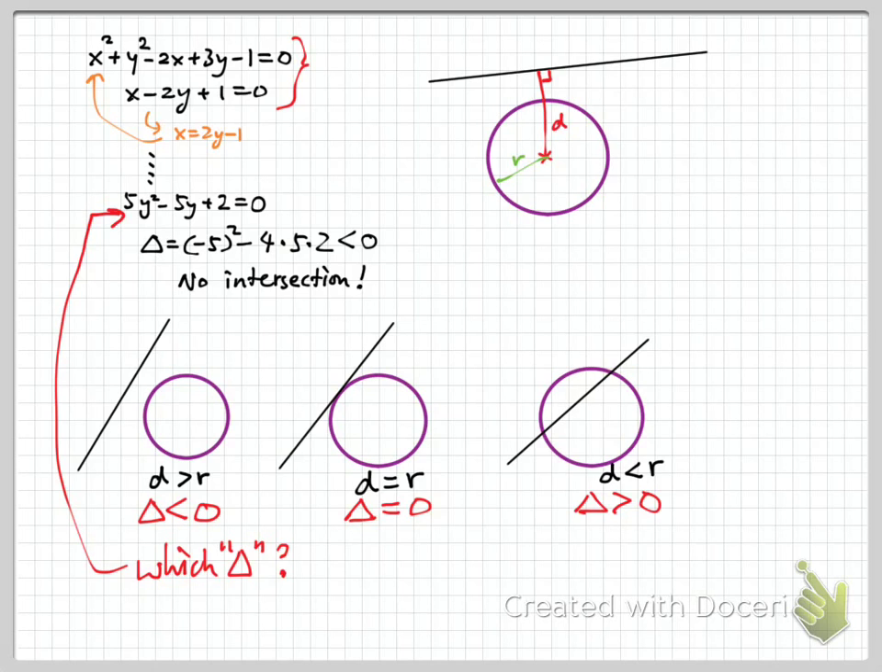First is by delta. Second is by comparing the distance of the straight line from the center with the radius. Now this is the second example. The third example is like that. It's a more open-ended question.